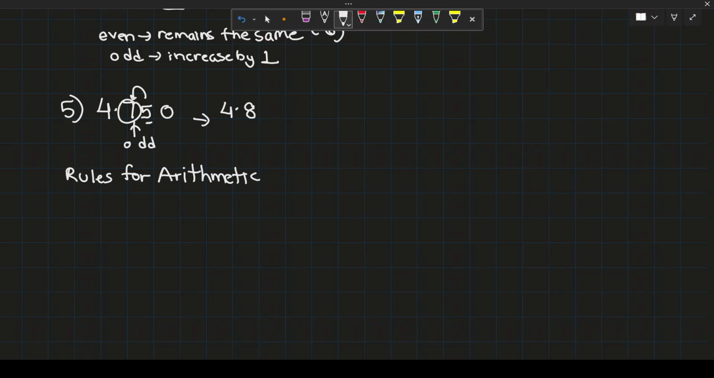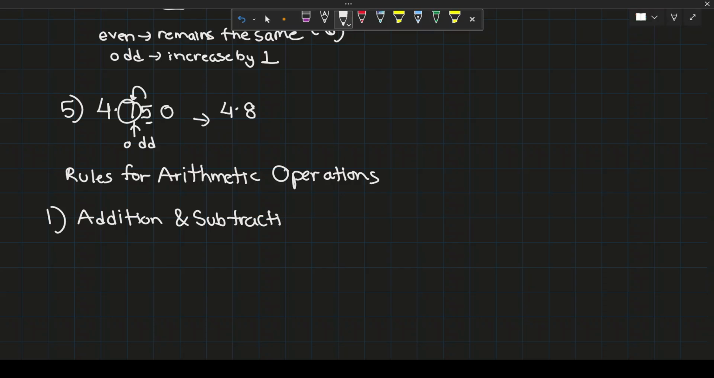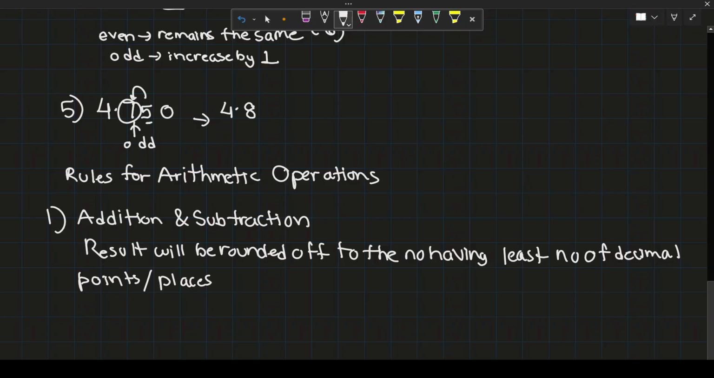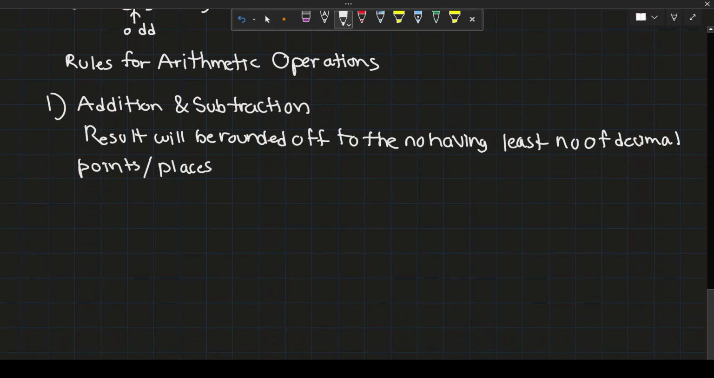Rules for arithmetic operations. Okay, so the first rule is for addition and subtraction. This says that the result will be rounded off to the number having least number of decimal points or decimal places. Let me explain you with an example.